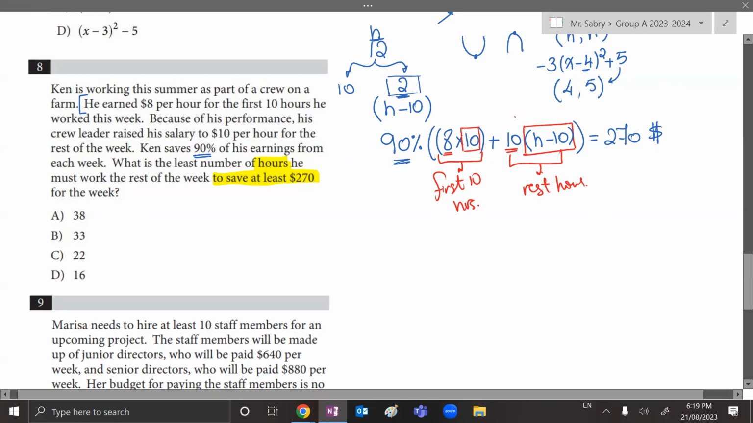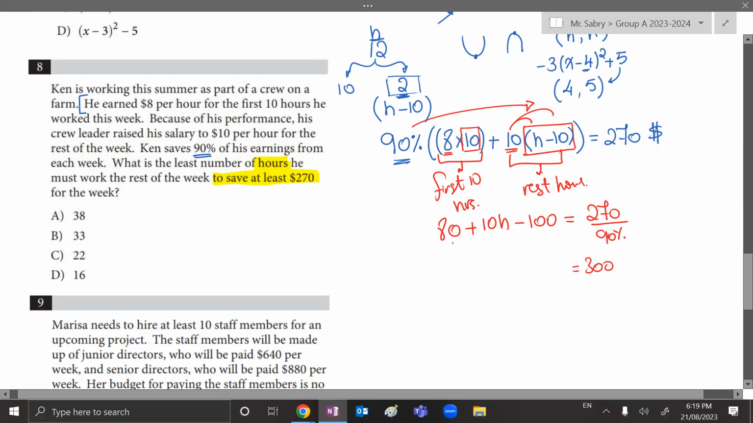This is one way, anyway. If I would like to solve this, what do I do? I'll move 90% to the other side with division. So I have 8 times 10, which is 80, plus I'll distribute the 10, so I'll have 10h minus 100. All of this equals 270 divided by 90%. On a calculator, 270 divided by 90% is 300.